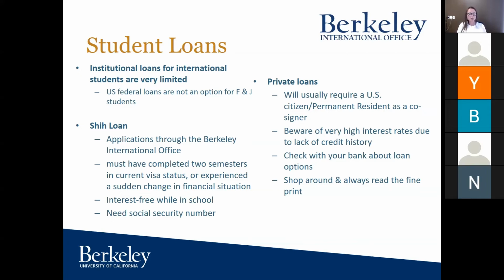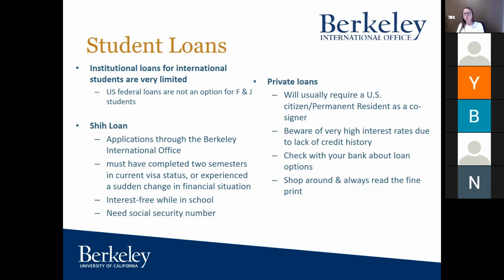And you do need a social security number to receive that loan, but you can talk to us about that when that comes up. Private loans usually require a U.S. citizen or permanent resident as a cosigner. And you'll want to be aware of very high interest rates due to the lack of credit history. As a new person coming to the US, you don't have a credit history here. You don't have a history of paying your phone bill, your water bill, your electricity bill. Because you don't have a credit history to show a lender that you are going to make your payments on time, they might have very high interest rates for you.